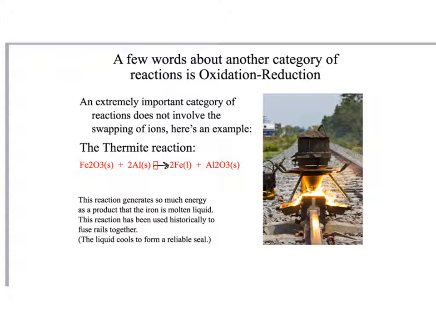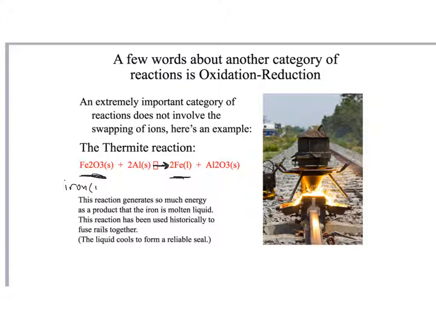Historically, when the country was making the railroads, they wanted to make the rails very stable and link them to each other. And so they created a molten form of iron that landed on the gap and made the rail stick together. And they used a reaction that looks at an iron compound, iron 3 oxide.